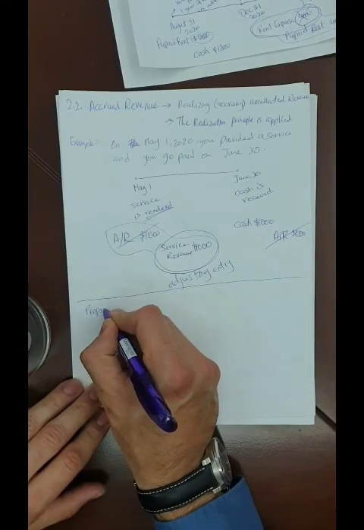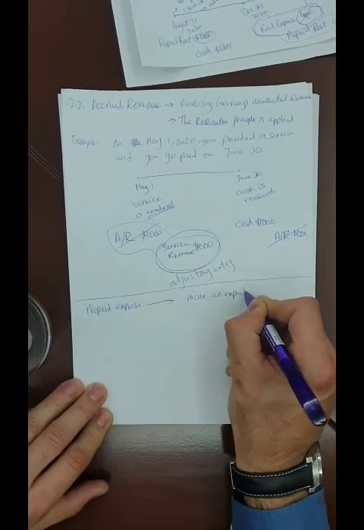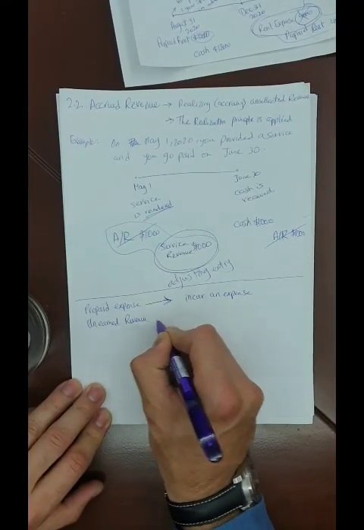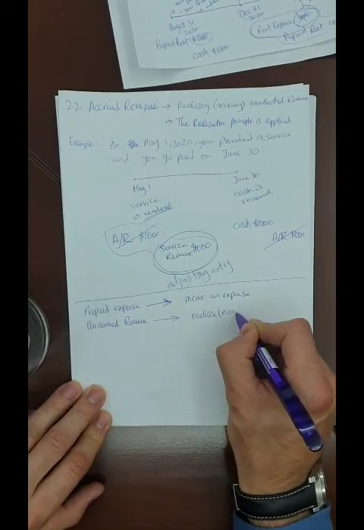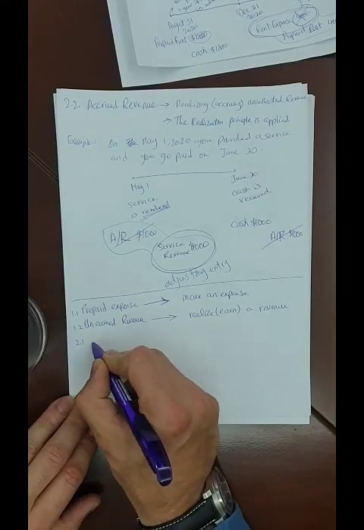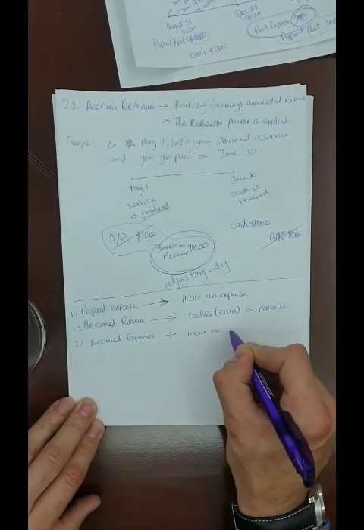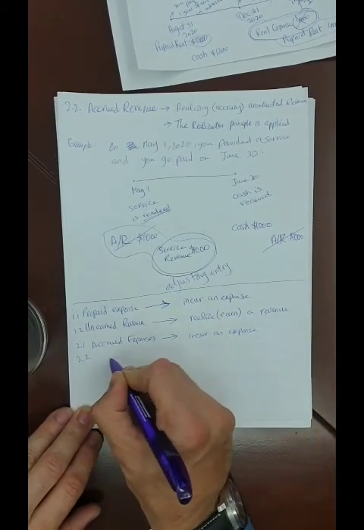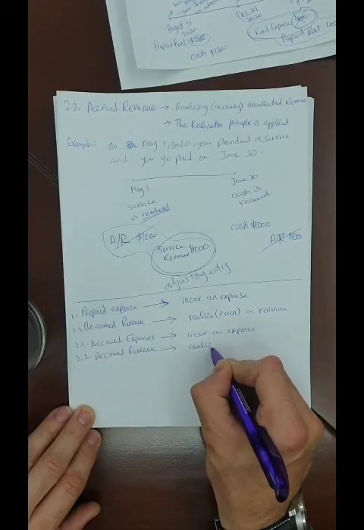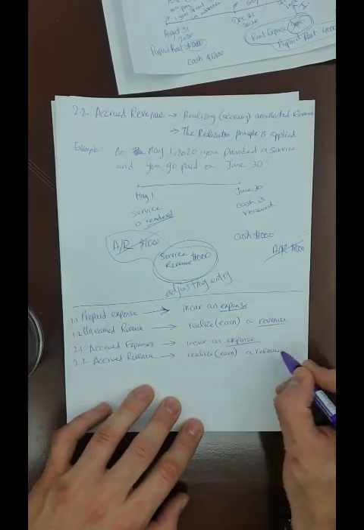So in the prepaid expense, you will incur an expense. In the unearned revenue, you will realize or earn a revenue when providing the service, of course. So this is 1.1, this is 1.2, 2.1, the accrued expenses, you are incurring an expense, and finally in 2.2 you have accrued revenue. You are realizing or earning a revenue. As you can see, in each one of them you either incur an expense or earn a revenue.